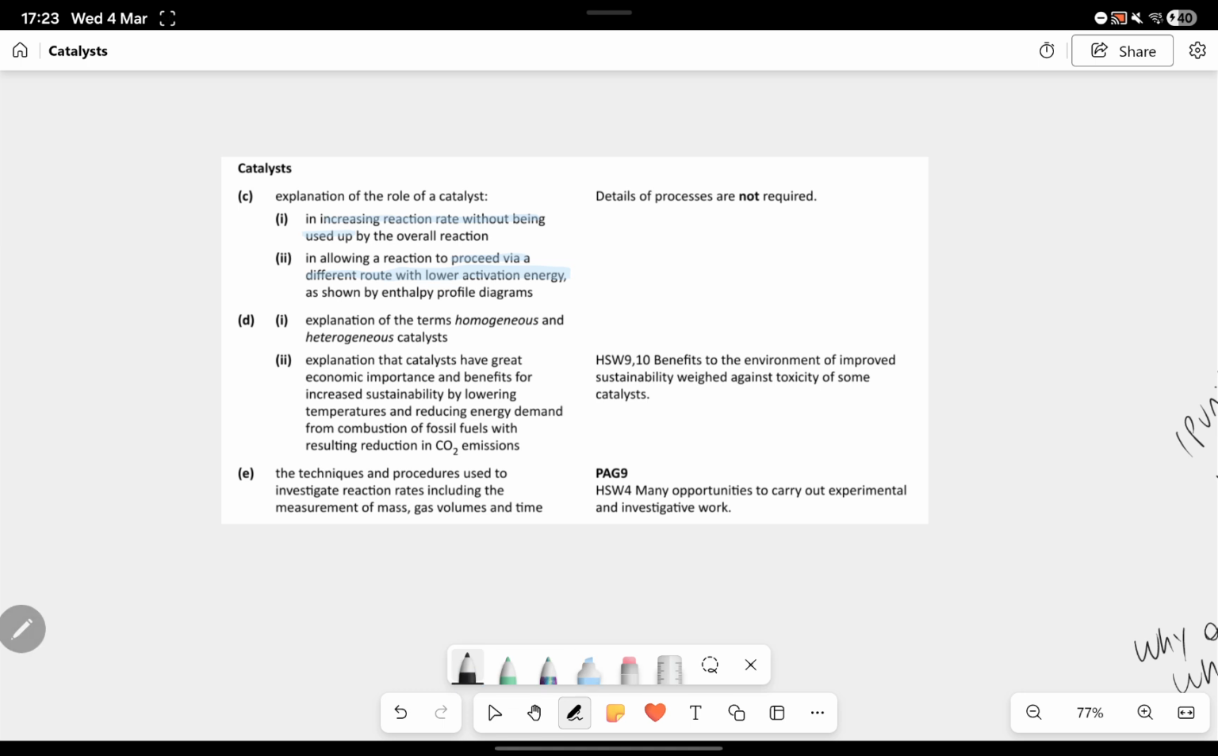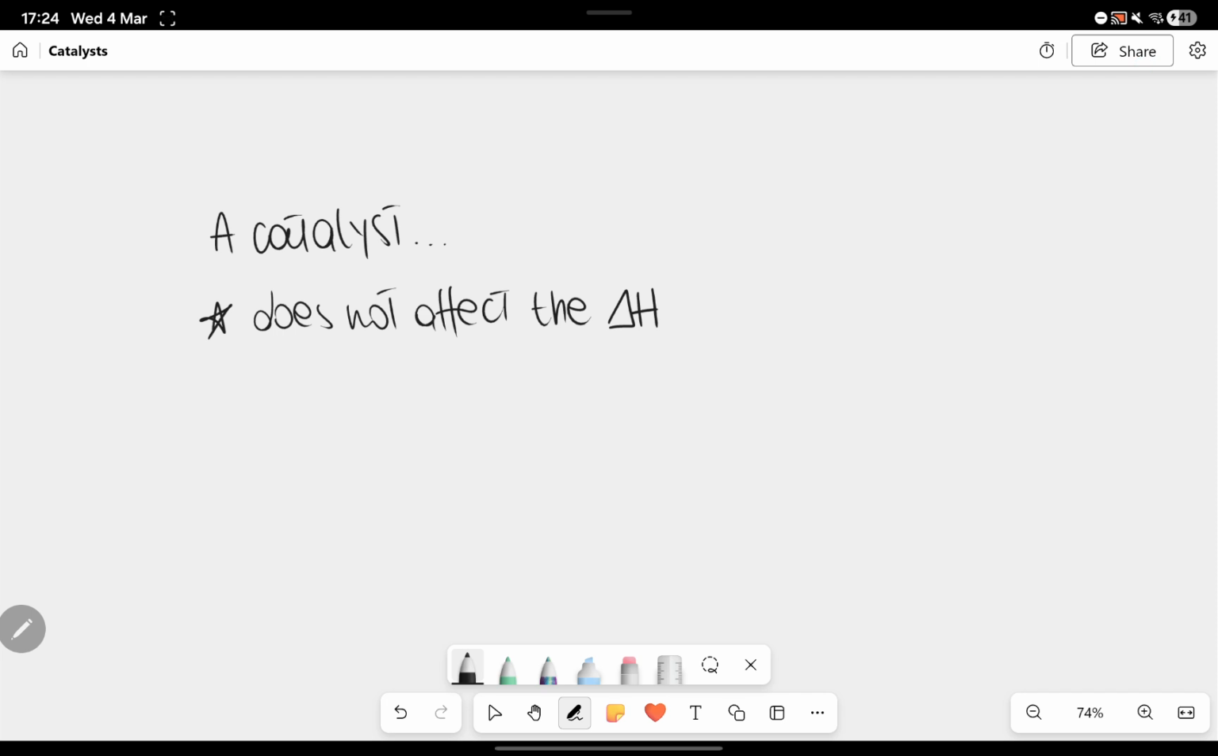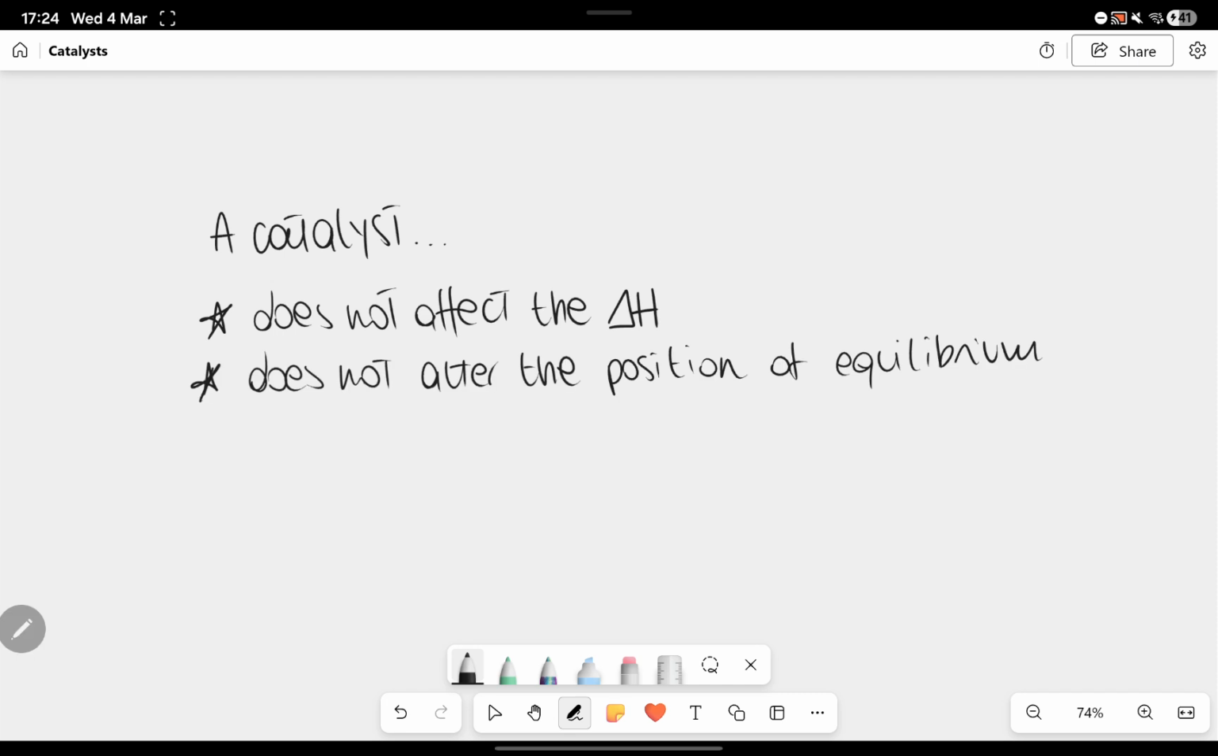There are some things that you have learned across the spec that might not be super obvious, but you need to remember that a catalyst does not affect the enthalpy change of a reaction, nor does it alter the position of equilibrium. This is because it only influences the kinetics of the process. The reaction proceeds faster under the same conditions.